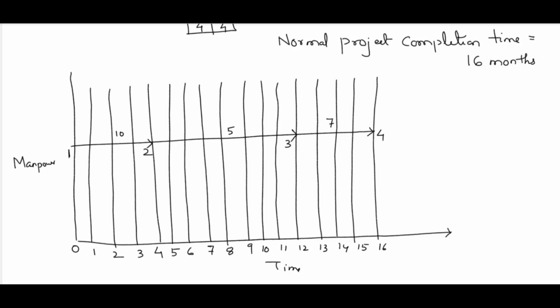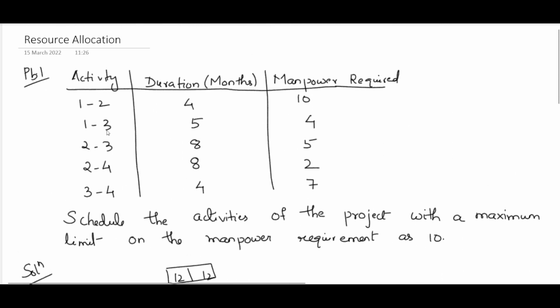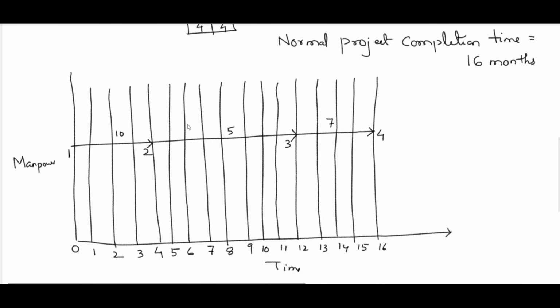Now we will plot the non-critical activities. What are the non-critical activities left? It is 1, 3 and 2, 4. For 1, 3, what is the duration? For 1, 3, duration is 5. So it's our rule that initially we make a continuous line from the beginning. Up to 5 months, it will be a continuous line. Others, it will be a dotted line.